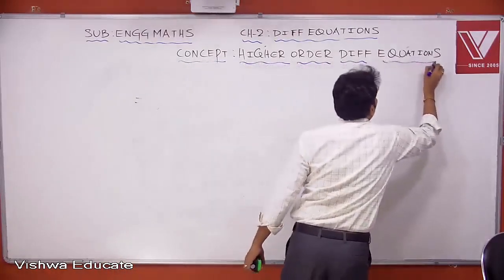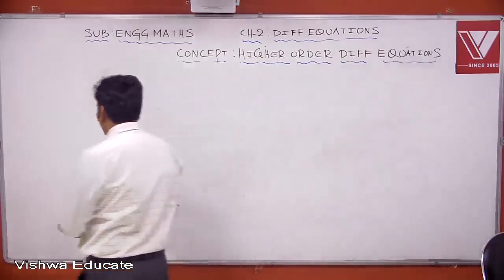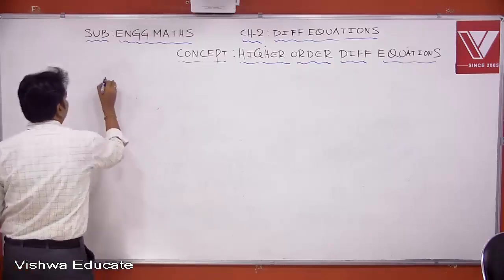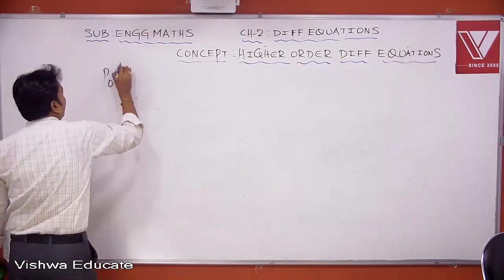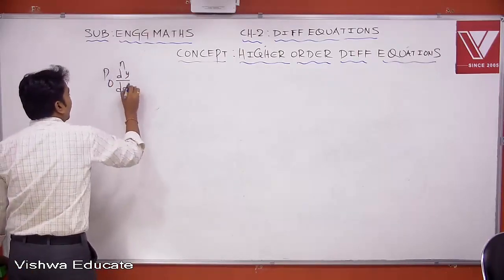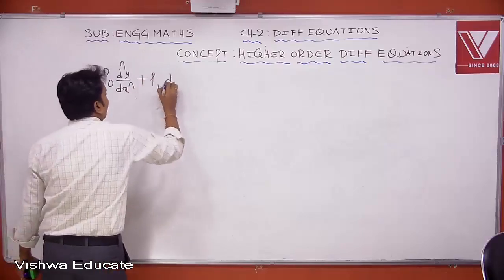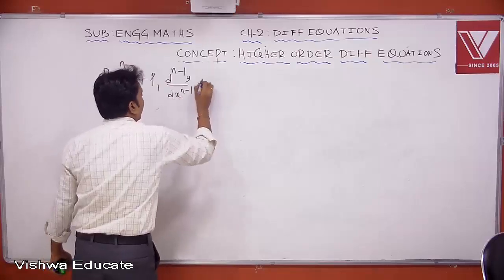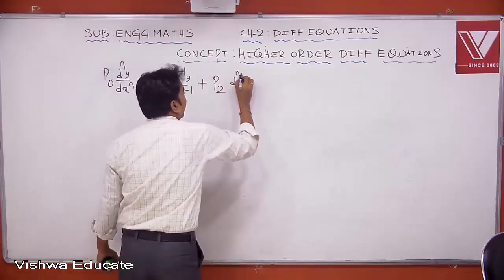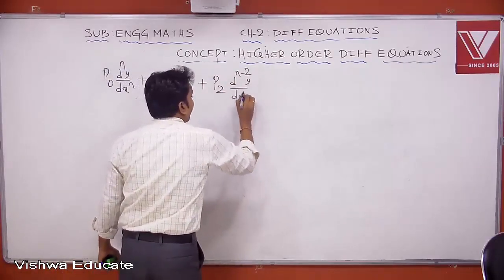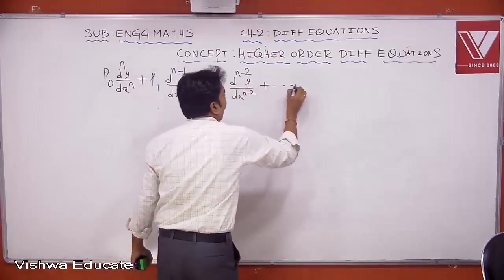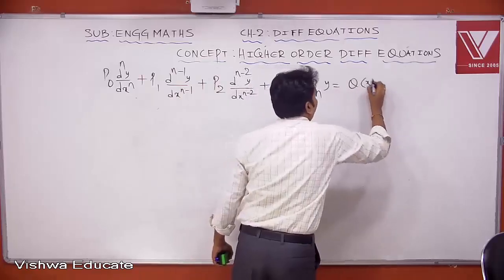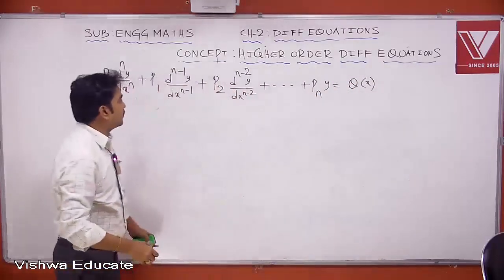Now let us see the general form of higher order differential equation. Suppose I have an equation like this. P naught into d^n y by dx^n plus P1 into d^(n-1) y by dx^(n-1) plus P2 into d^(n-2) y by dx^(n-2) plus and so on plus Pn y equal to q of x. Suppose assume that the equation is like this.